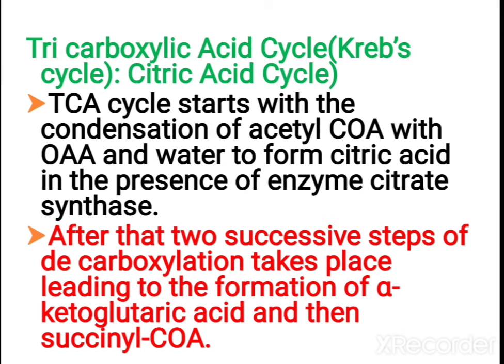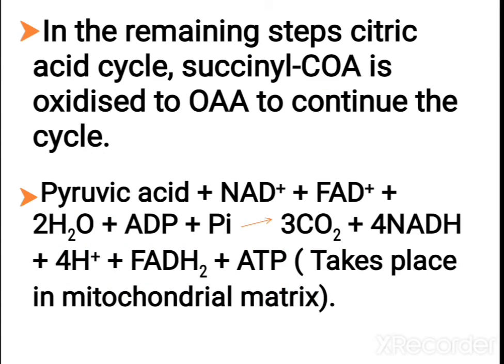So these are the steps, and how it occurs, step by step as I explained, has been given in the form of an equation: pyruvic acid, NAD, FAD, along with water, ADP and pyrophosphate, results in the production of carbon dioxide. We have seen that 3 carbon dioxide molecules are released, resulting in the production of 4 NADH and 1 FADH2, and ATP production also occurs. All these steps occur in the mitochondrial matrix.